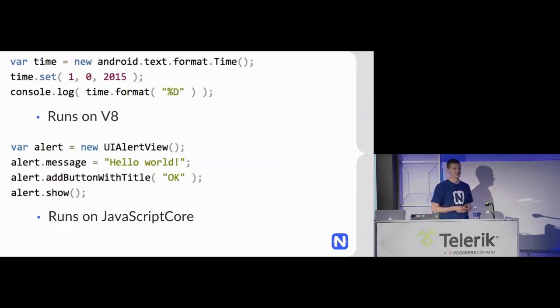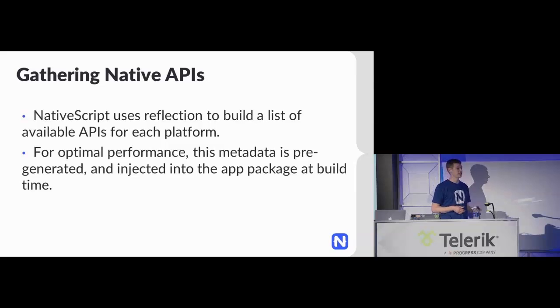There is no Android object, right? Chrome doesn't know what Android is. So somehow, NativeScript has to tell Android what is Android, and tell iOS what is UI Alert View. And NativeScript actually has a fairly clever solution to this. And it's kind of a 2-part solution.